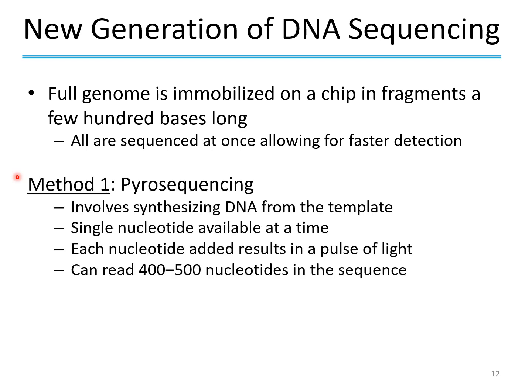There's different methods for doing this. There's quite a few actually. We're only going to talk about two of them. One is pyrosequencing. Okay? And so for pyrosequencing, it involves synthesizing DNA from a template. Single nucleotides are added at a time. Each nucleotide added results in a pulse of light. Right? So that's sort of the pyrosequencing. It's kind of like a burst of light that you're reading. And with this, you're reading about 400 to 500 nucleotides in a sequence.